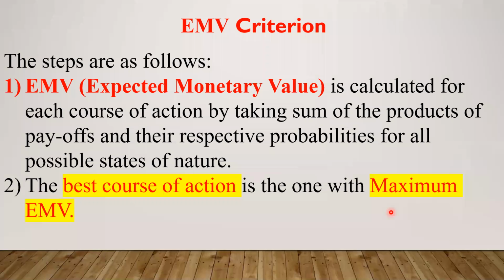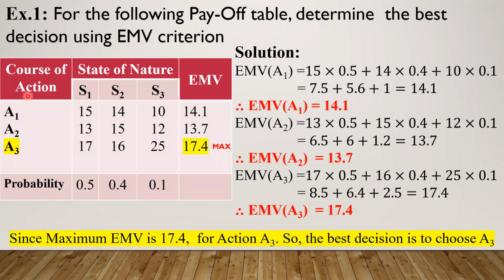Okay, how to calculate EMV? EMV is calculated as the sum of the products of payoffs and their respective probabilities. We'll take one example to illustrate that. Look at this problem. For the following payoff table, determine the best course of action, or best decision, by using the EMV criterion. Look, this table is being given to you.